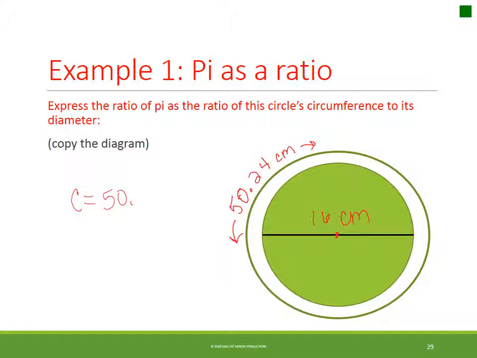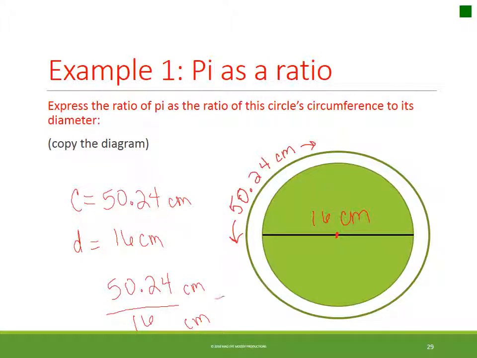The circumference here is 50 and 24 hundredths of a centimeter. Then I want to list the diameter that I'm given. The measure from one side of the circle to the other through the center is 16 centimeters. In order to represent or express the ratio of pi, I need to write this information as a ratio. So I'm going to write my ratio of the circumference to the diameter. And this ratio gives me pi.